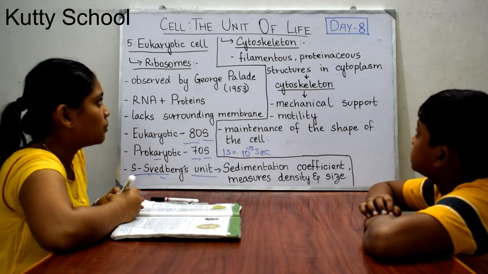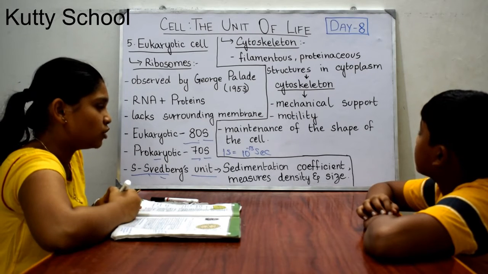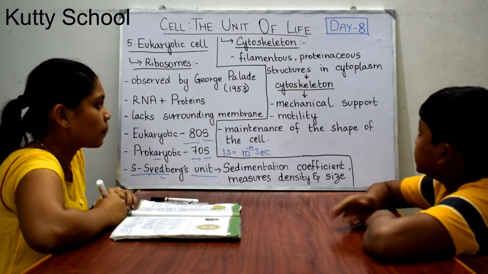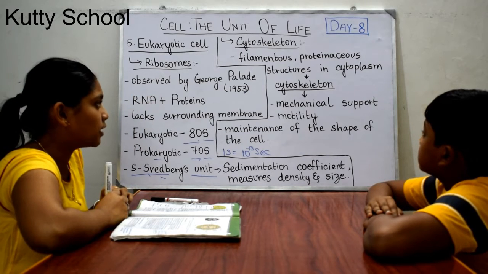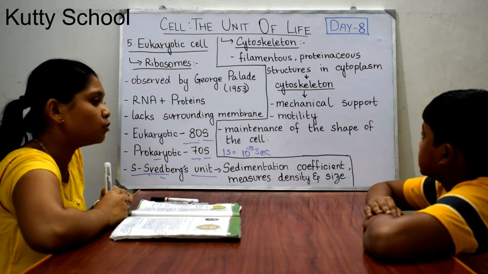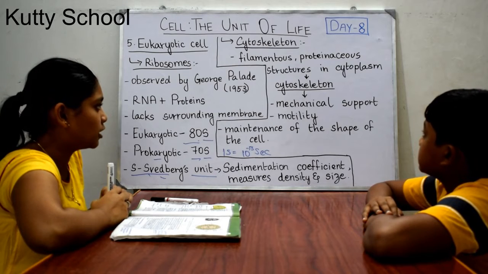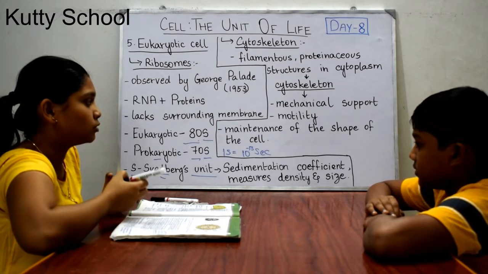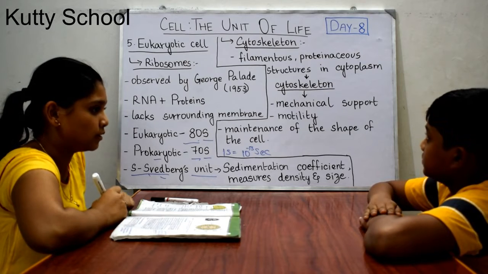Next we are going to see about the cytoskeleton. The cytoskeleton consists of filamentous, proteinaceous and elongated extension structures present in the cytoplasm of the cell. It gives mechanical support and motility to the cell. It maintains the shape of the cell, supports it and gives it motility. So this is the function of the cytoskeleton.